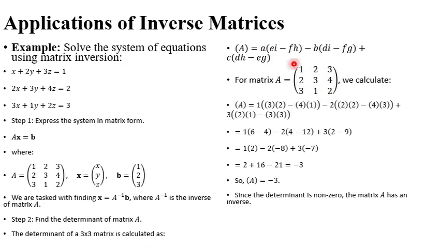Just substitute and plug in the values, or simply calculate the determinant the best way you can. If done well, as appropriate, the determinant of A equals -3. Since the determinant is non-zero, that means the matrix A has an inverse. So if it has an inverse, we are at liberty to continue with our solution.